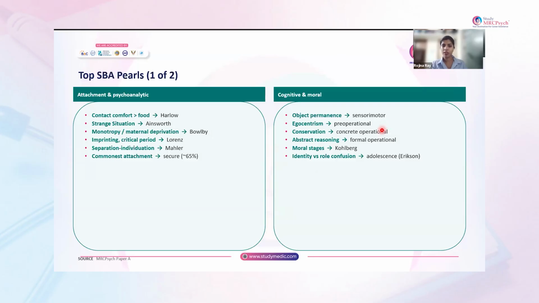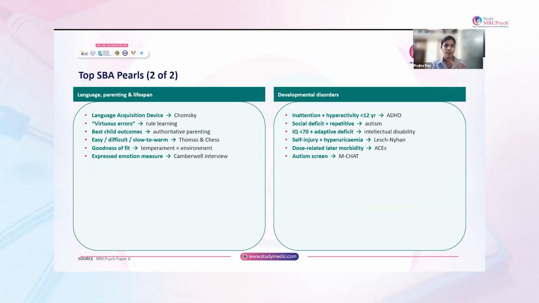Egocentrism in the preoperational stage. Conservation in concrete operations. Abstract reasoning and hypothetico-deductive thinking in the formal operational stage. The moral stages were proposed by Kohlberg. Remember, it has 6 stages divided into 3 levels, and only 15% of individuals go into the post-conventional level. Identity versus role confusion is a hallmark of adolescence in Erikson's psychosocial stages. Now, the language acquisition device is the theory proposed by Chomsky. Virtuous errors suggest rule learning rather than children merely observing or imitating.